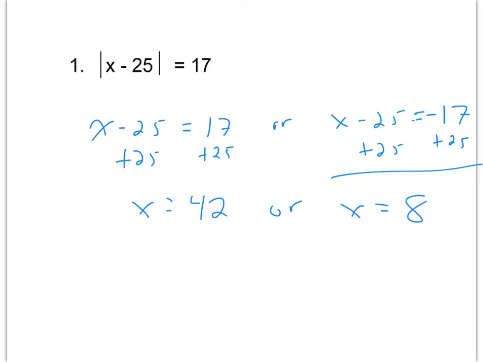Let's check to make sure that these work. Let's go back to my original equation. If x is 42, I have 42 minus 25 is 17. The absolute value of 17 is 17. That works. Or if x is 8, I have 8 minus 25, which is negative 17. The absolute value of negative 17 is also 17. So both of those equations worked.